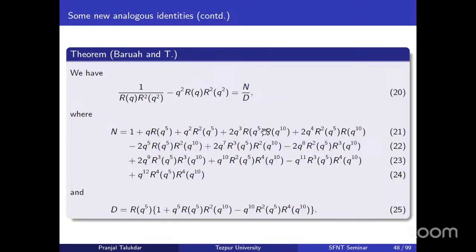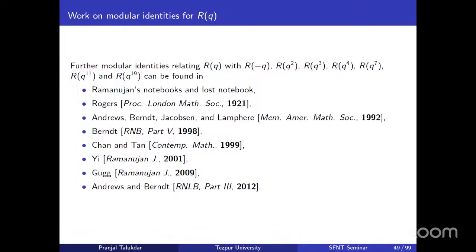In this next one, these expressions are a bit long, but here also, on the left hand side we have a function of rq and rq square, and on the right hand side we have all these functions of rq5 and rq10. We also have further modular identities relating rq with rq2, rq3, rq4, rq7, rq11, rq19 and r of minus q, and these can be found in the papers of different mathematicians, and also in various places of Ramanujan's notebook and lost notebook.